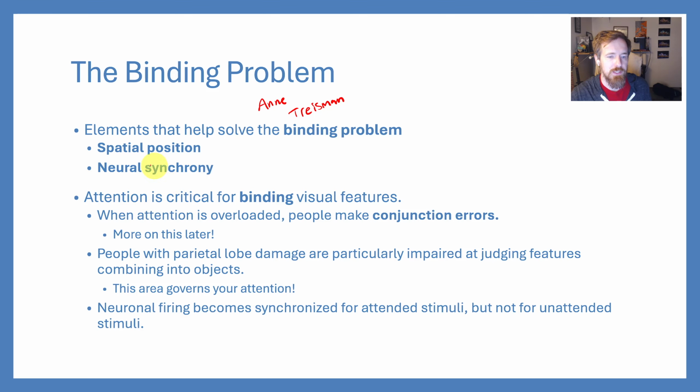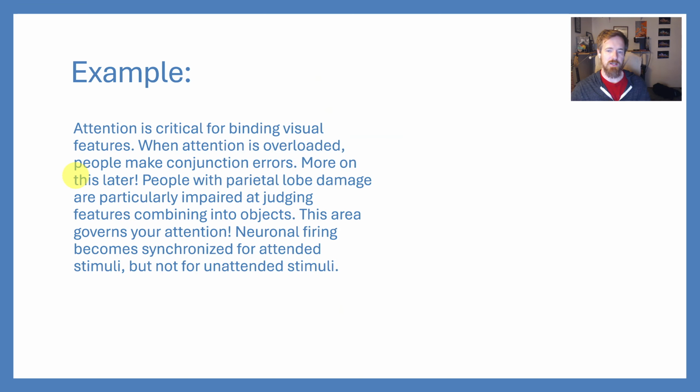The other part of this is what's called neural synchrony, where because things happen together, because they happen at the same time, our brain generally attributes them as having the same source. So that is part of also why we perceive those things to be the same.